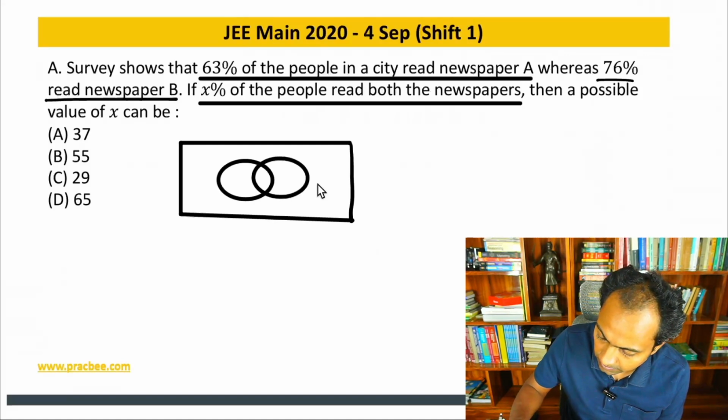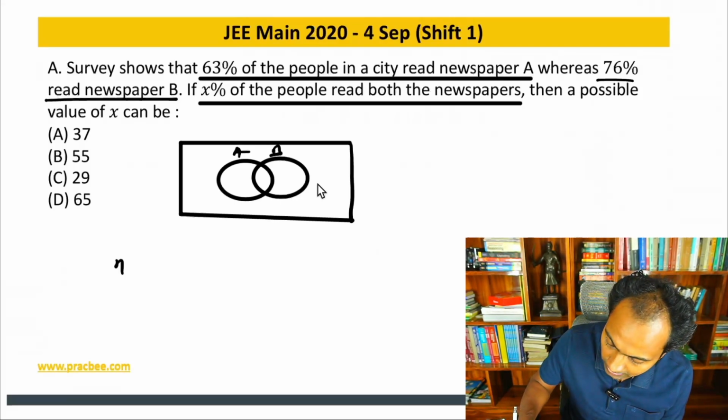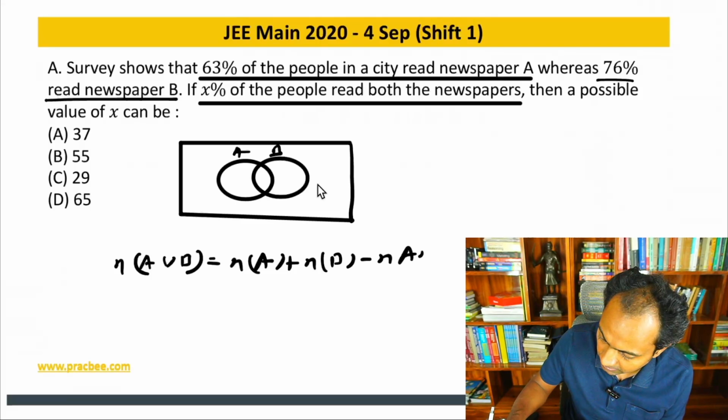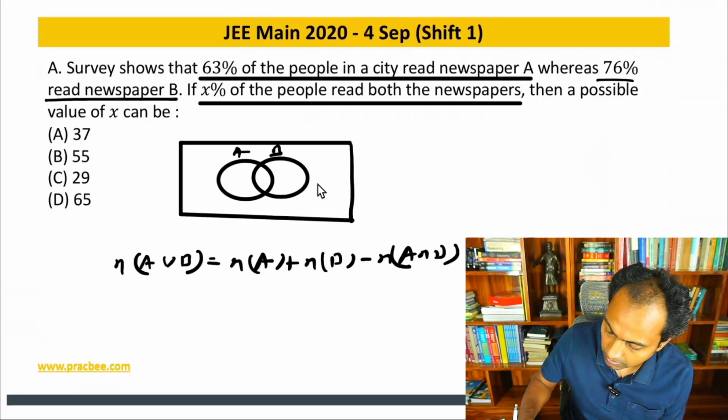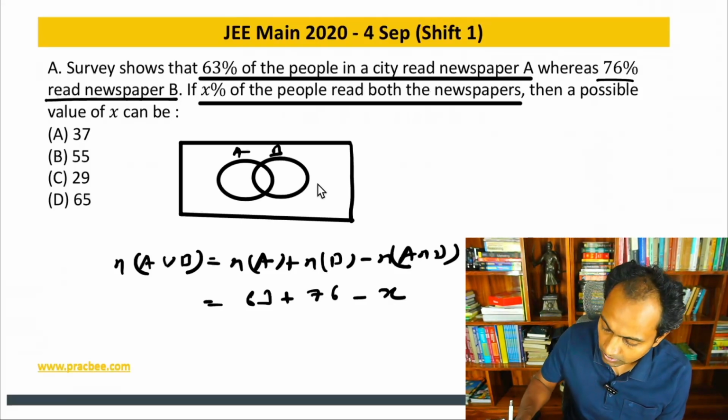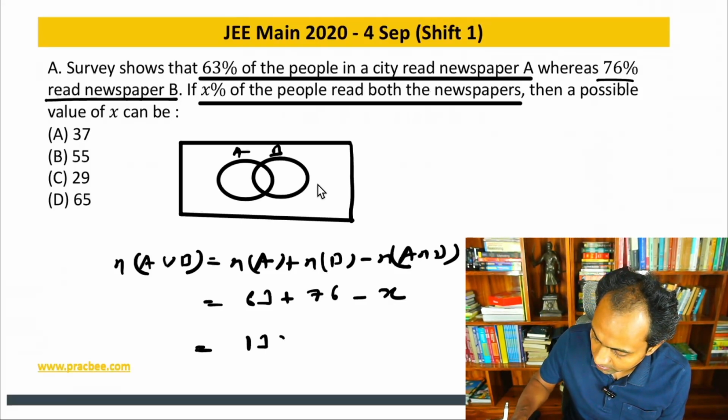This is A and this is B. So if I apply the formula, n of A union B can be written as nothing but n of A plus n of B minus n of A intersection B. The value of n of A is nothing but 63%, n of B is nothing but 76% and this is nothing but X. You can see that if I find this value, it is 139 minus X.